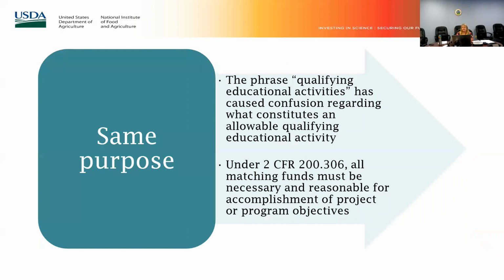So when we're talking about the same purpose, this was another part of the reason why we eliminated the term qualifying education activities, because in some previous Q's and A's and some previous interpretations, that term could be used for activities that were prohibited under the award, for example, formal classroom instruction. So we really wanted to go back in this rule and make sure it was very clear that match met the federal-wide definition for match, which is that it is used for the same purpose and accomplishes the program objectives.